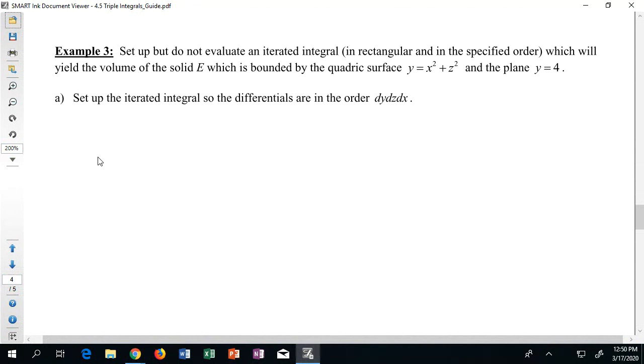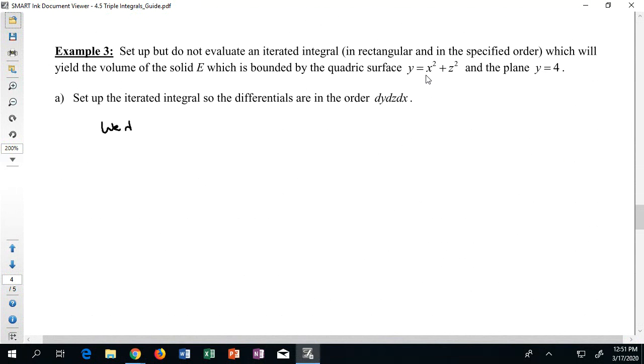Okay, notice here in part A, I have kind of an added difficulty: I want to set up the iterated integral specifically so the differentials are in this order. And that seems very, very difficult maybe at the start, but we might be able to figure out how to make this work. Okay, let's see what we got. This is a very interesting sort of surface, and that might be the first step.